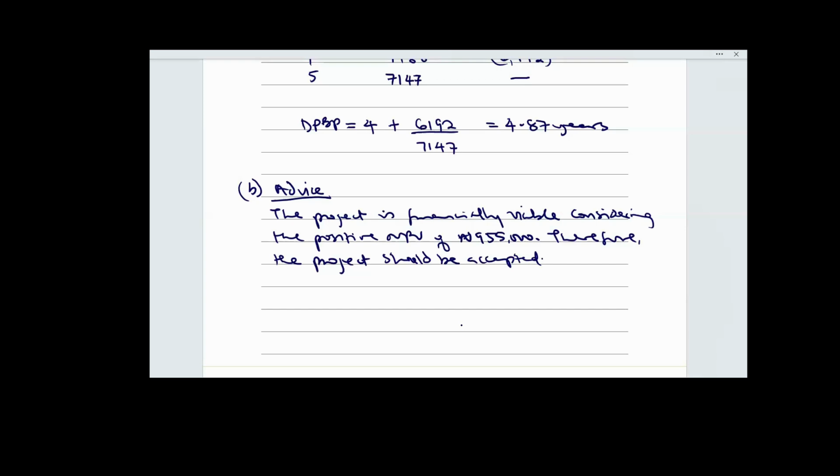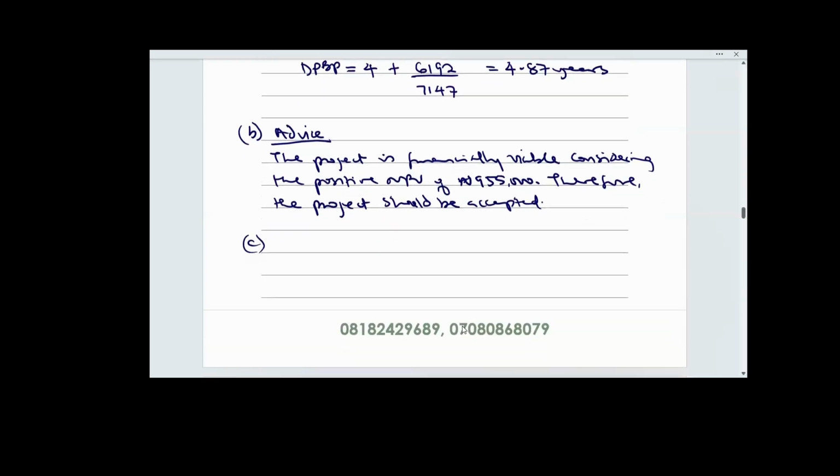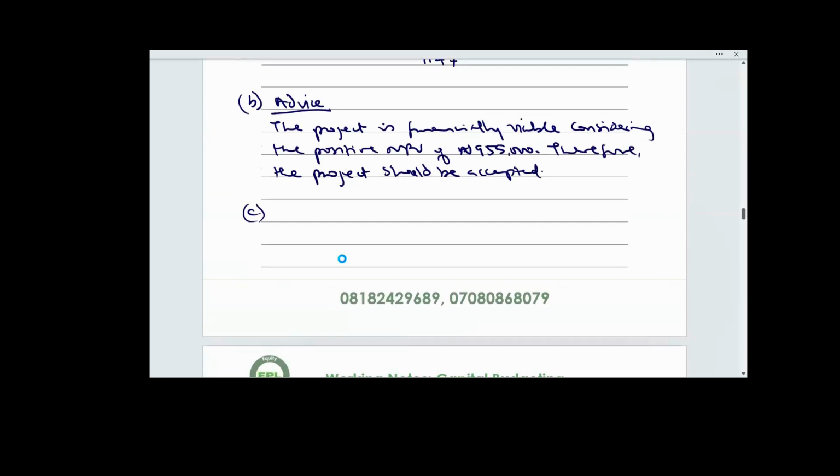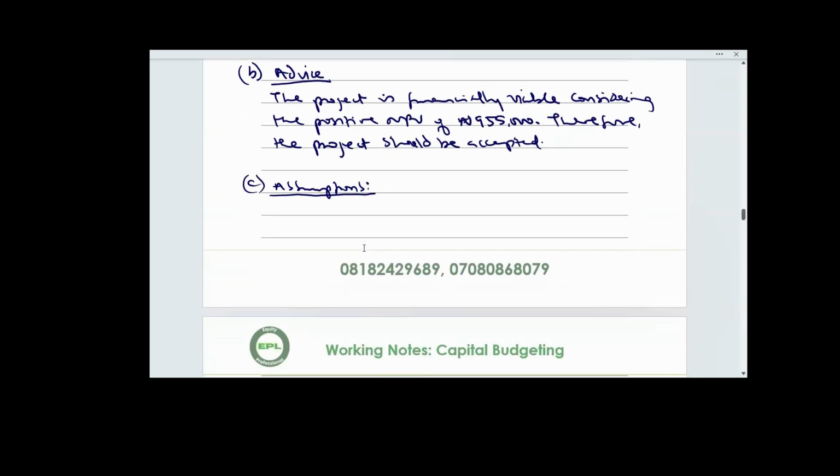Okay, then number C, the examiner wants you to state all relevant assumptions. What are the assumptions you have made in the question? Let me just list it for you. Assumption is not something you are going to fabricate. It's already in the question: how you came about your cash flow. There are some cash flows in the question you ignored. Why did you ignore them? So first thing first, whenever you want to state your assumptions, you need to talk about cash flow. You say that the calculation above is based on the following assumptions.